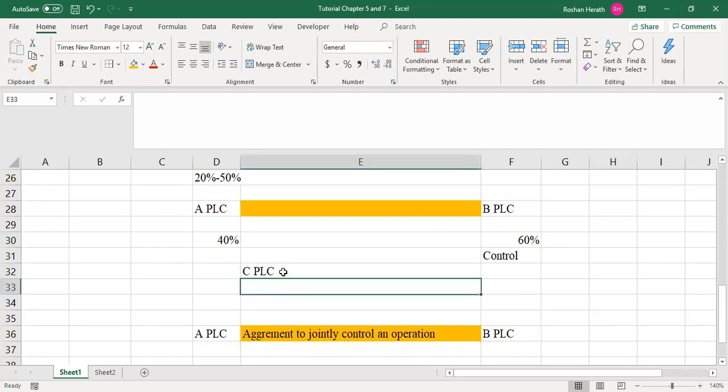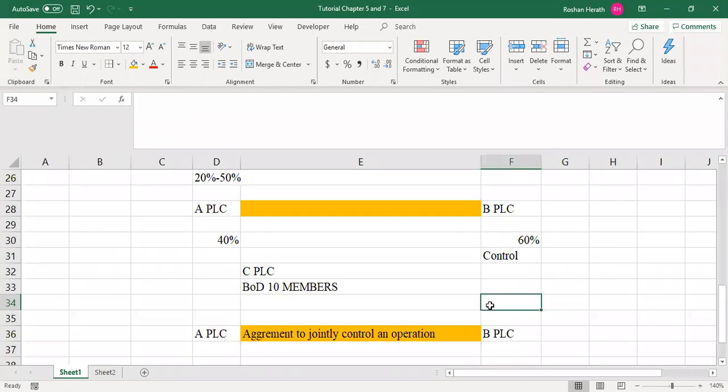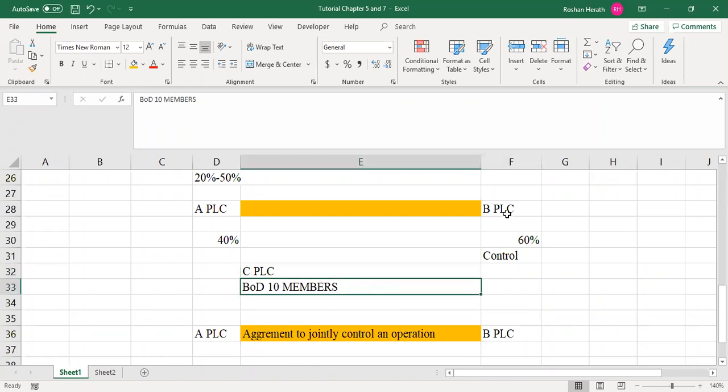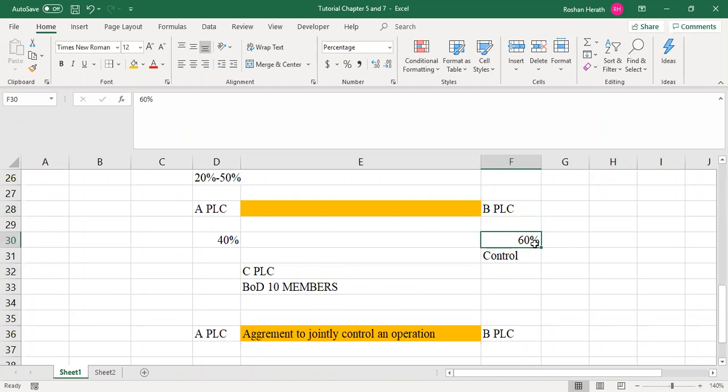So if you have a majority of the shares, let's say in C PLC, when you come to a company, how it is managed is through the board of directors and the management committee. When it comes to the board of directors, let's assume that the board may consist of 10 members. Out of these 10 members, you have a capacity to appoint how many members, depending on your shareholding?